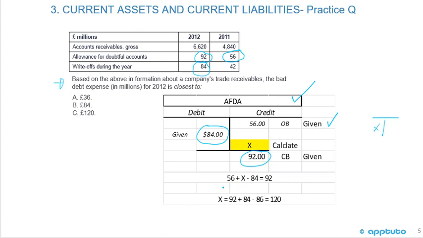So we know it's 56 plus x minus 84 equals 92. You're just solving for x. X equals 92 plus 84 minus 56 equals 120. So the correct answer is C, 120 million pounds.